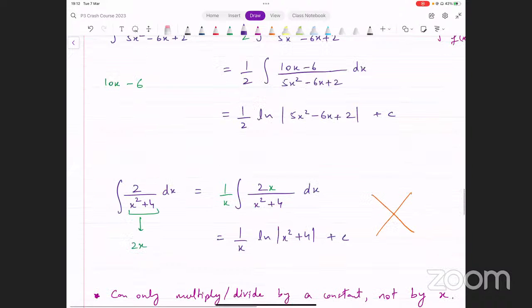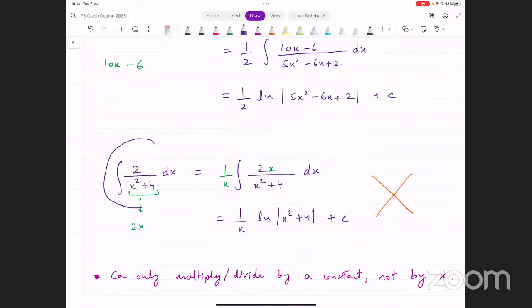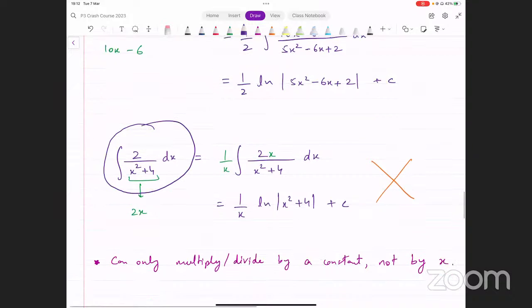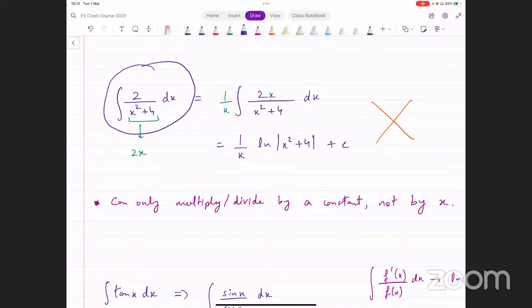If you remember, this was an example that we did yesterday: 2 over x squared plus 4. We tried to do this using logs, but we realized we would have to multiply and divide by x in that case. So the log rule did not work here. We could not really integrate it like this. So we could not integrate this yesterday using the log rule.